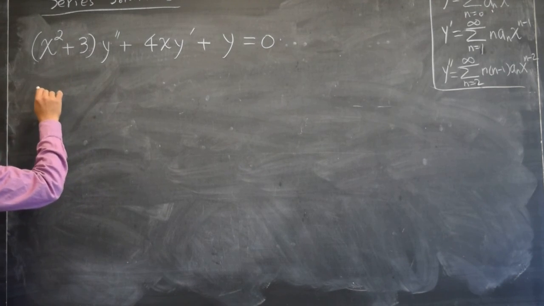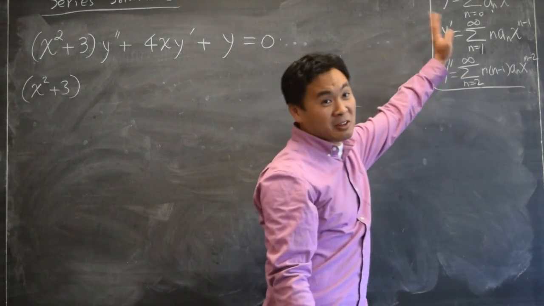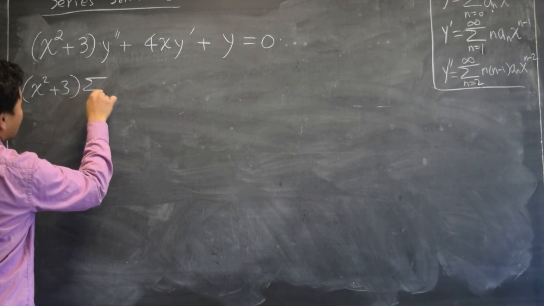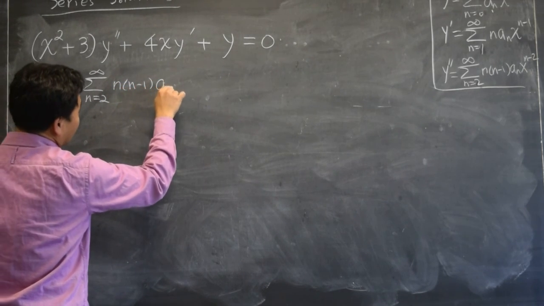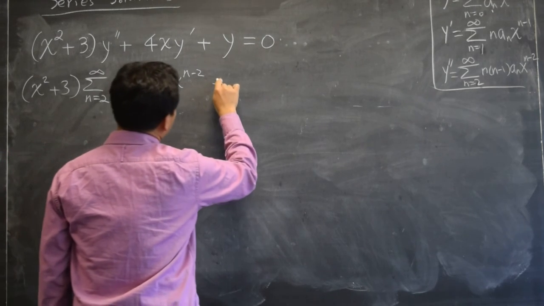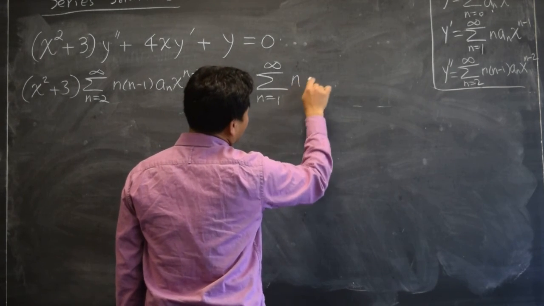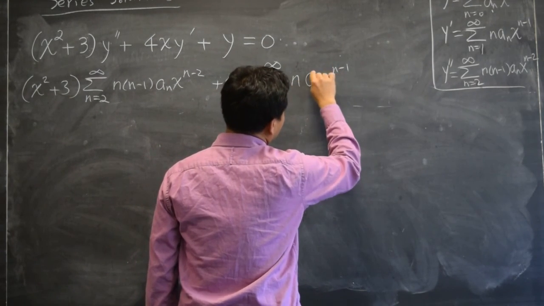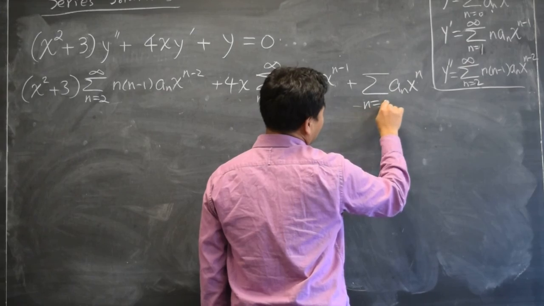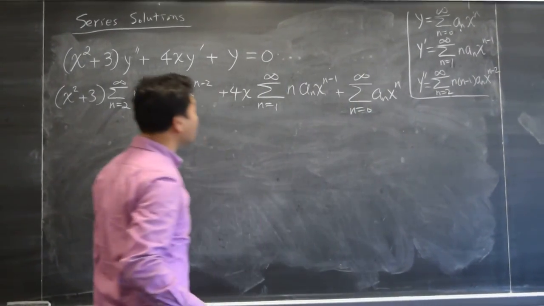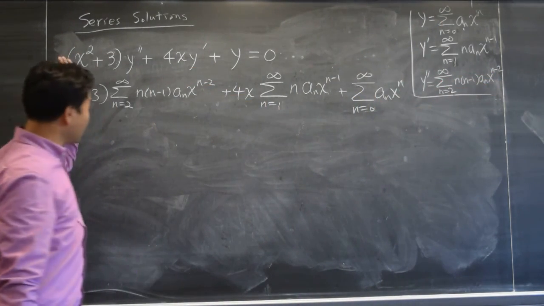Okay, first of all, just plug in y double prime, y prime, and y. So you do sigma n from 2 to infinity n times (n minus 1) a n x to the n minus 2, plus 4x times sigma n from 1 through infinity n a n x to the n minus 1, plus sigma a n x to the n from 0 to infinity. Okay, so this is what you get if you plug these basic formulas into the left side.